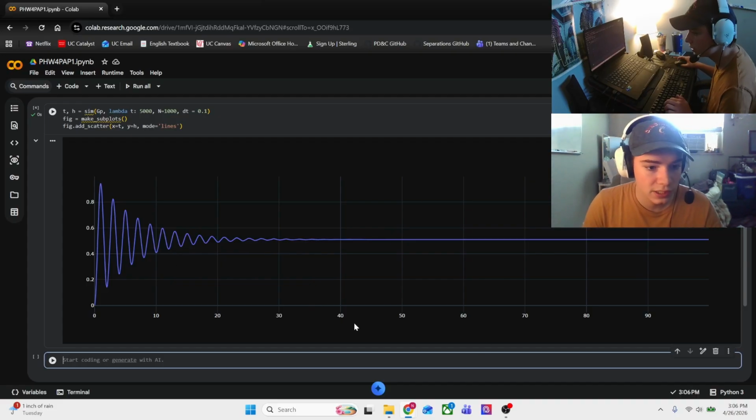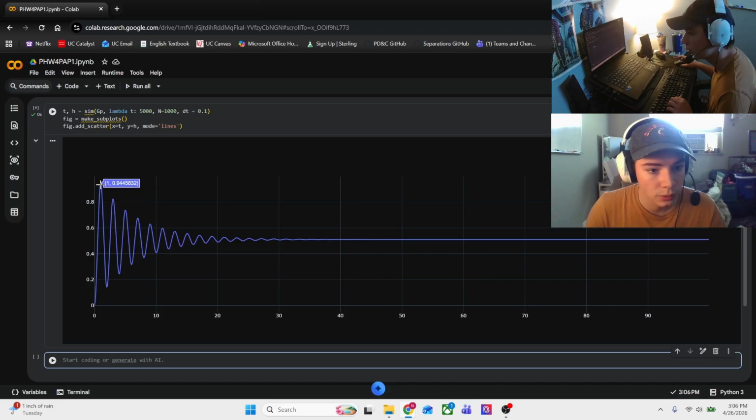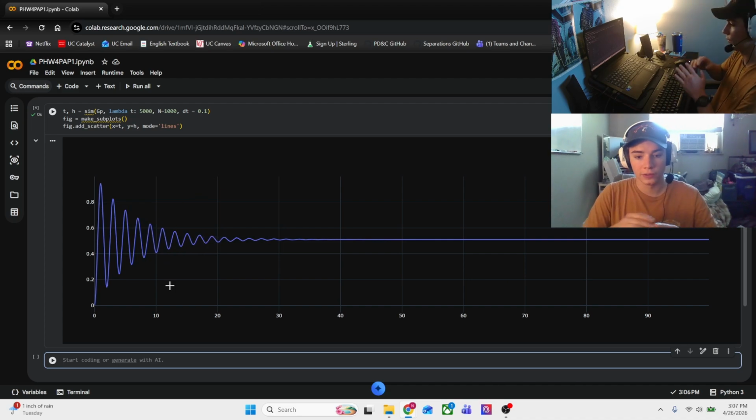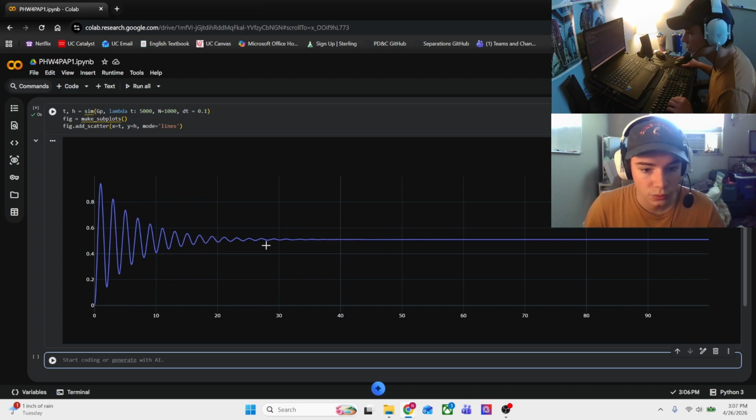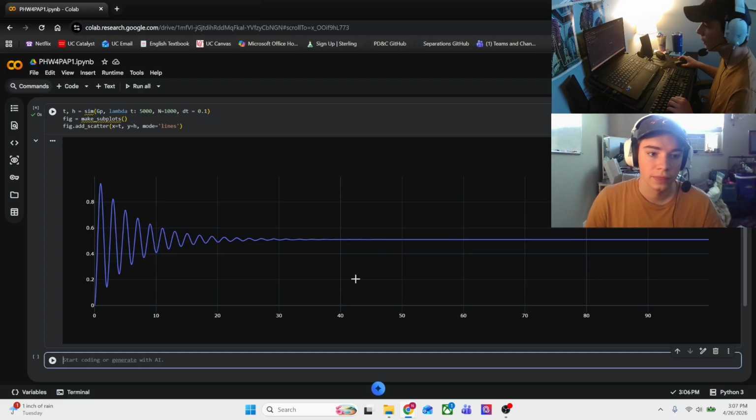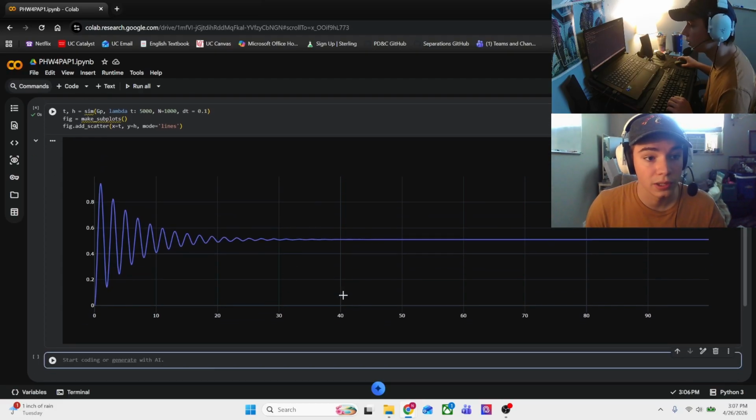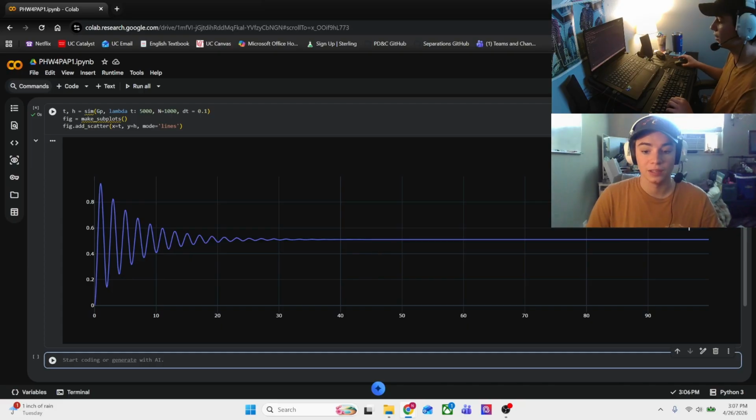Fantastic. So you can see here, we're starting out in our manometer. We're jumping up to about 1 meter, and then we're oscillating back down to 0.1 meters, and then going up to 0.9 meters, and oscillating down and up. Over a fairly short amount of time, we do see that we stabilize out at exactly where our height would be on our manometer. So I believe that is the end of this part of part 1. So go ahead and move on to the next one.